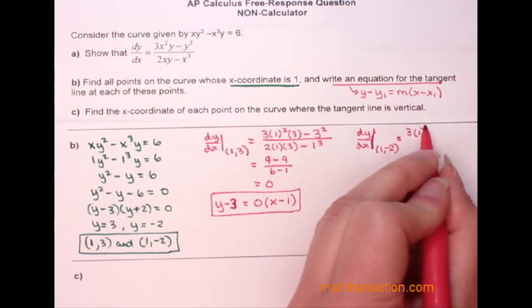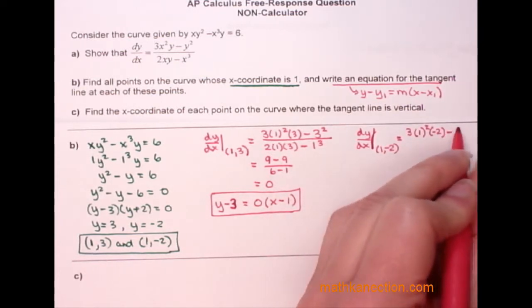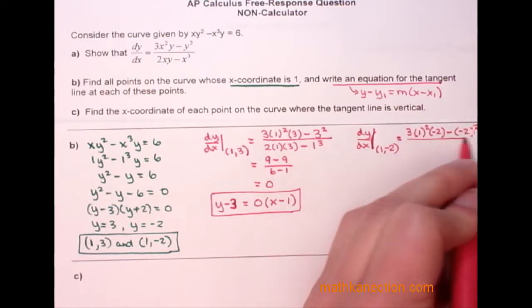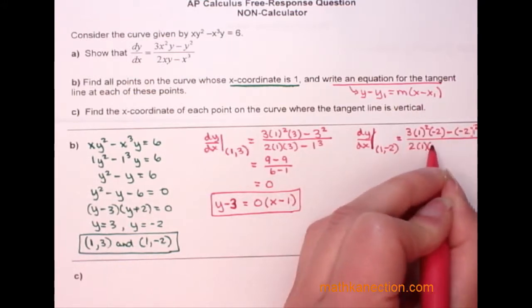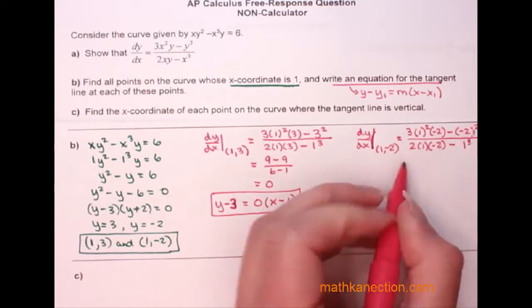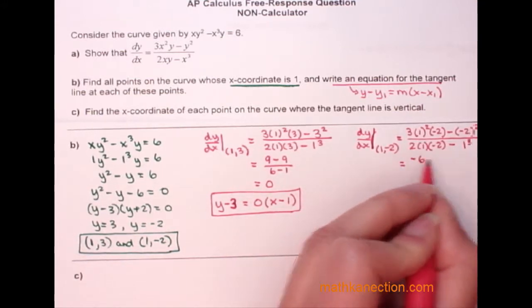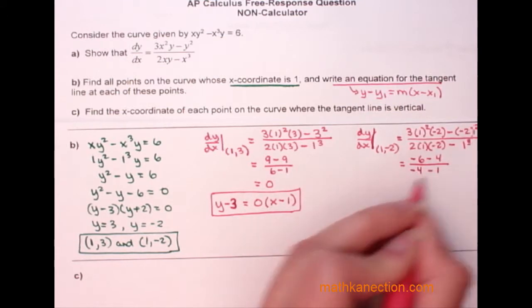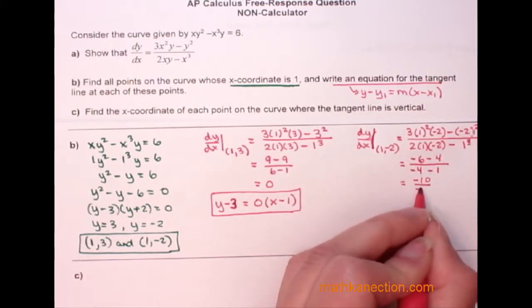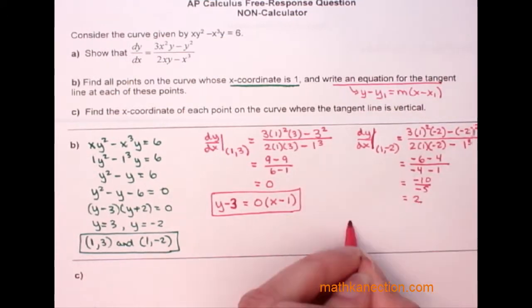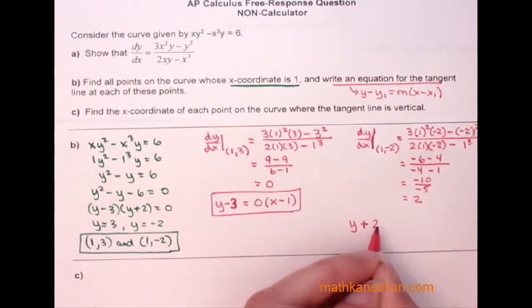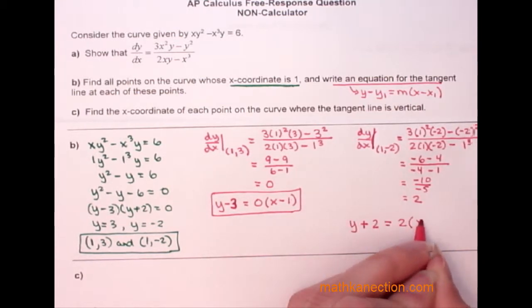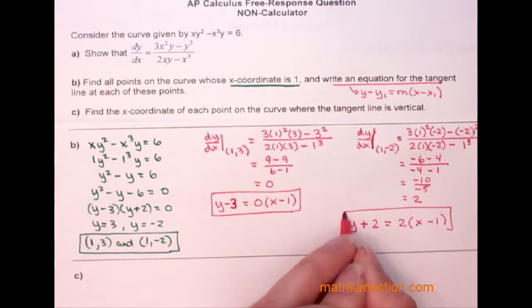Then dy/dx at the point (1, negative 2): substituting in 1 for x and negative 2 for y, we get negative 6 minus 4 over negative 4 minus 1, which is negative 10 over negative 5, which is equal to 2. So the equation of the tangent line is y plus 2 is equal to 2 times the quantity x minus 1.